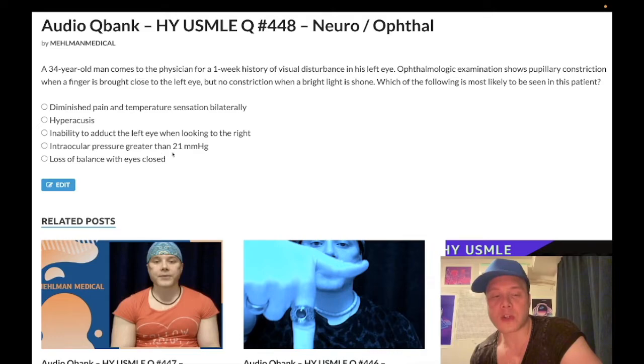Normal intraocular pressure should be 12 to 21 millimeters mercury. You're not going to get asked that range on the USMLE. I'm just letting you know. So tonometry is measure of pressure within the eye. Okay, so if they give you on Step 2, for instance, what sounds like closed angle glaucoma, as I just described, the answer is going to be tonometry as the first thing you do. Okay, wrong answer. Now the correct answer is loss of balance with eyes closed.